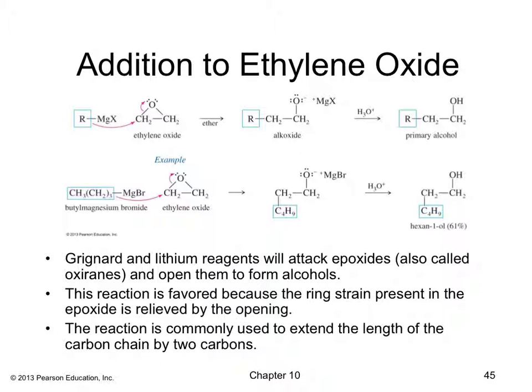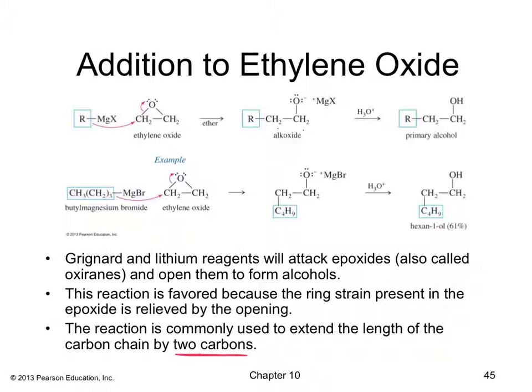So Grignard and lithium reagents will attack epoxides. These are also called, in addition to ethylene oxide, oxiranes. They open to form alcohols. This reaction is favored because the ring strain present in the epoxide is relieved in the opening. The reaction is commonly used to extend the length of carbon by 2 carbons, right? So you're adding 2 carbons to the product.